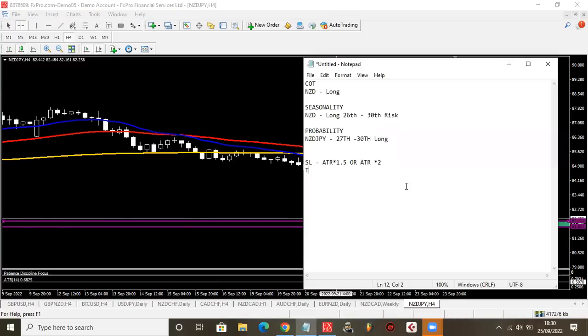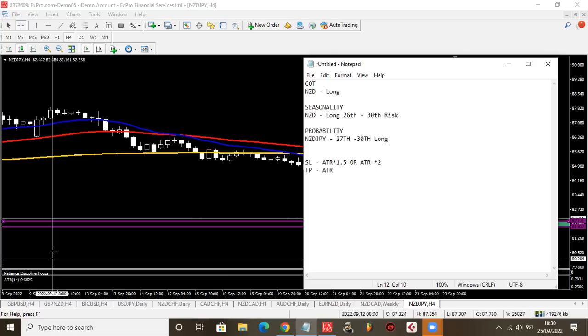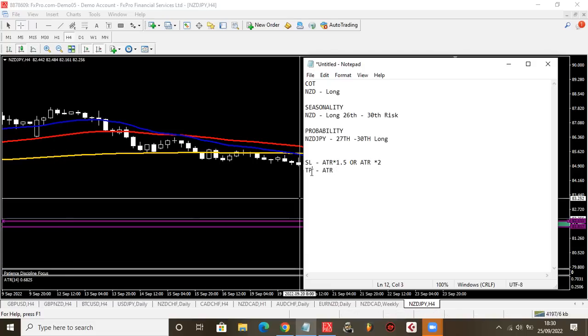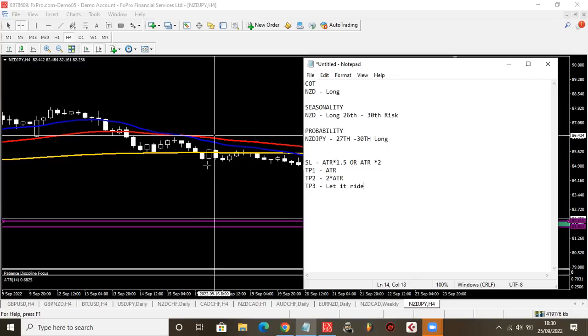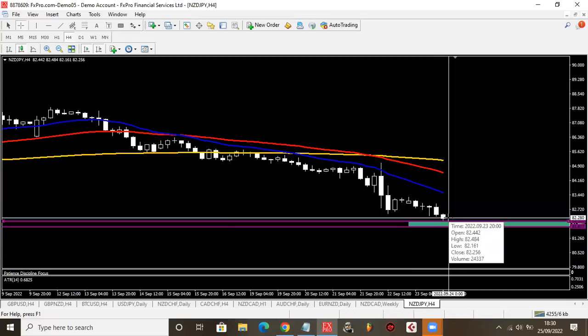Now your take profit will be ATR, right? The first ATR value will be your first take profit. So I do ATR TP1, I do TP2, then I have TP3, right? Your first take profit is ATR, your second take profit is 2 times ATR, and your third take profit is you have to leave it. So just let it ride, right? Your third take profit is let it ride.